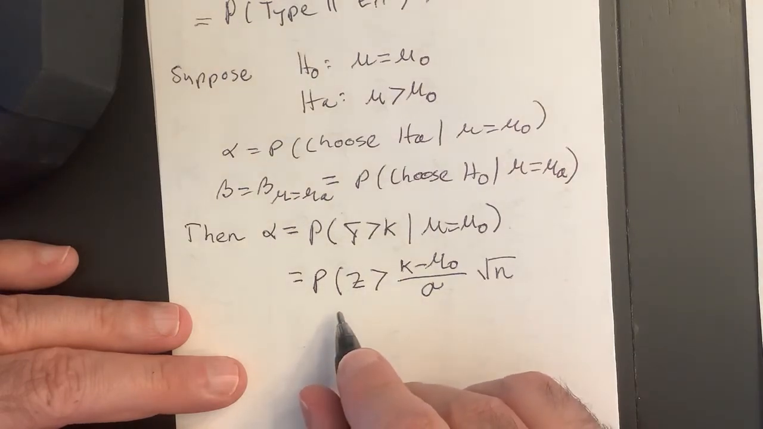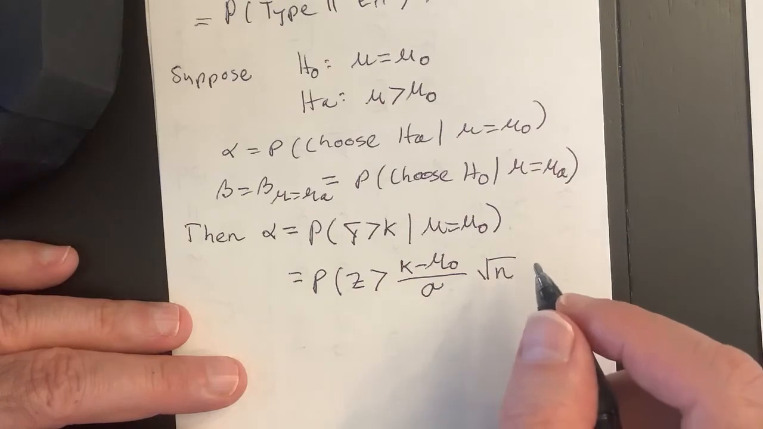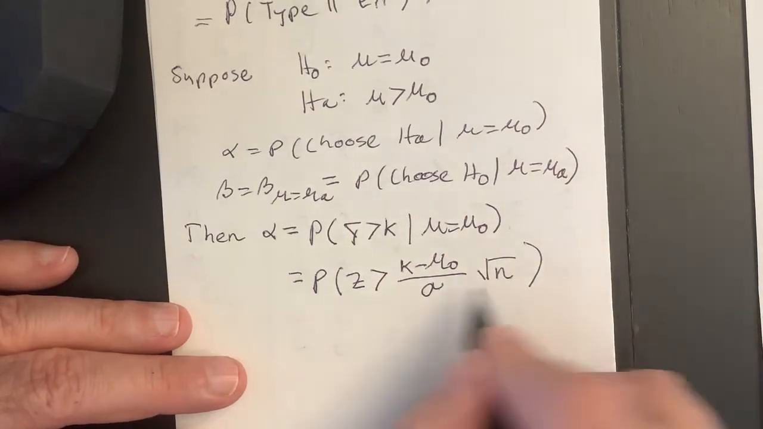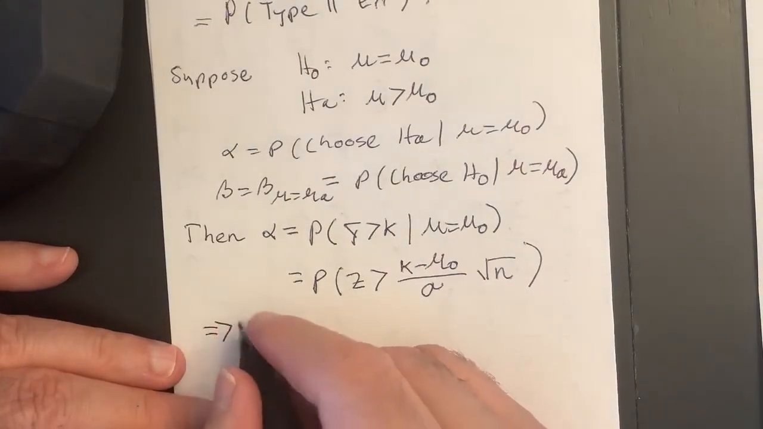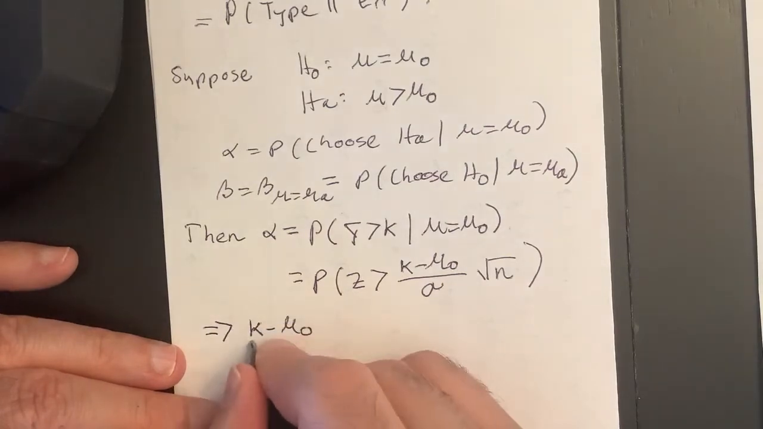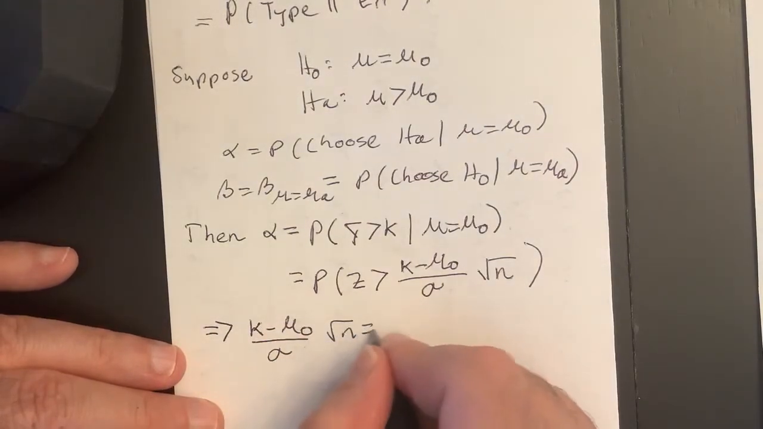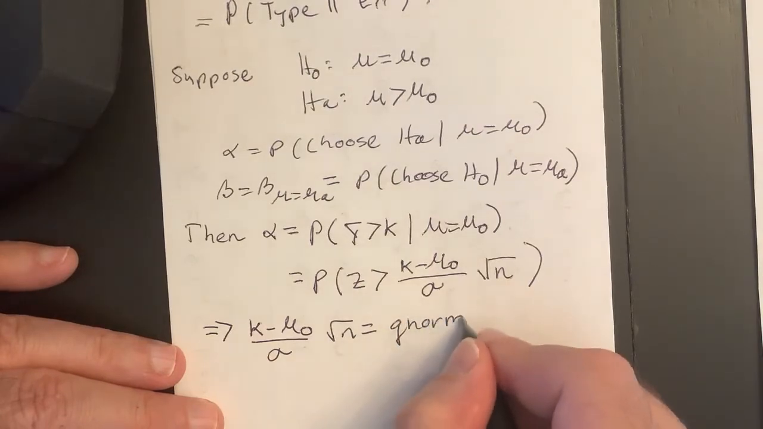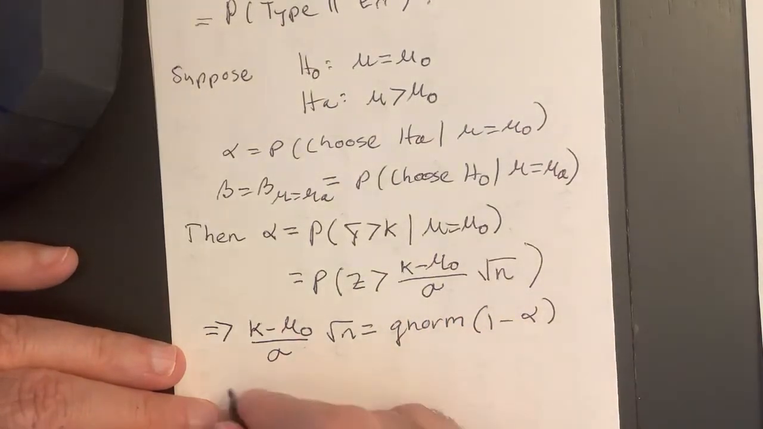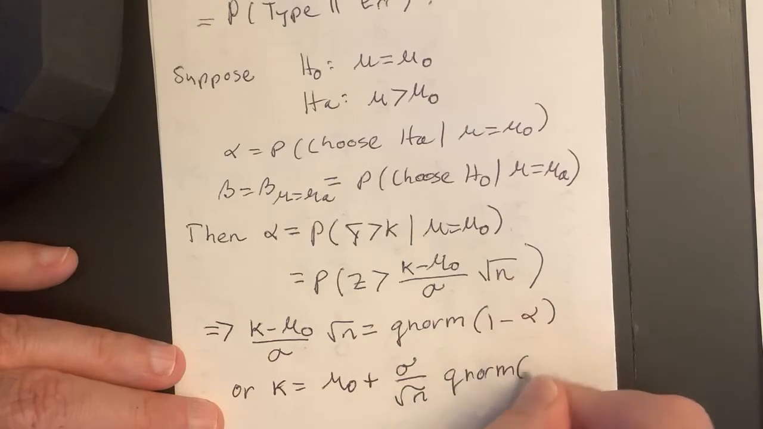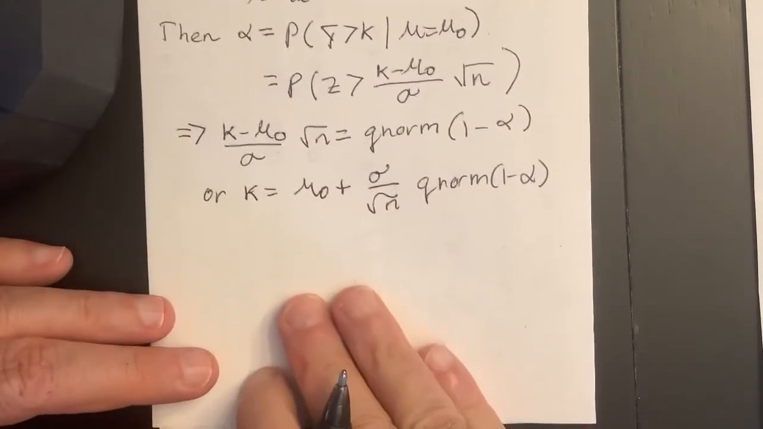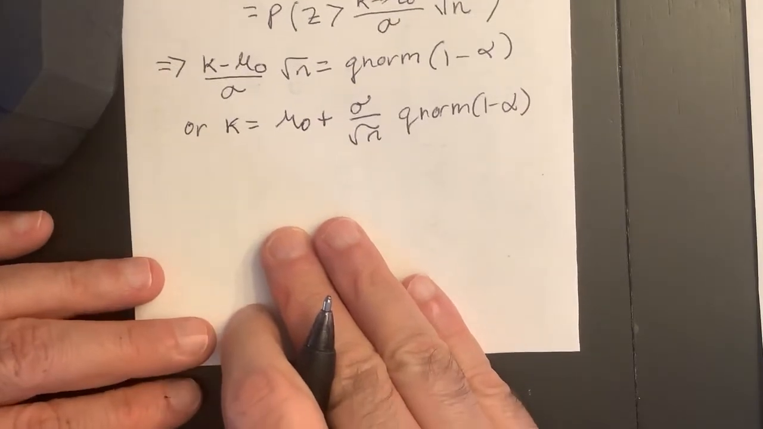So alpha is equal to this, the probability that z is greater than this, which implies that k minus mu 0 over sigma square root of n is equal to q norm 1 minus alpha, or k equals mu 0 plus sigma over square root of n times q norm 1 minus alpha. All right? Okay, that's right.